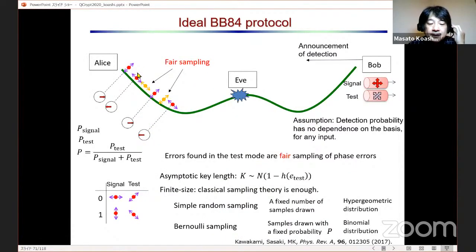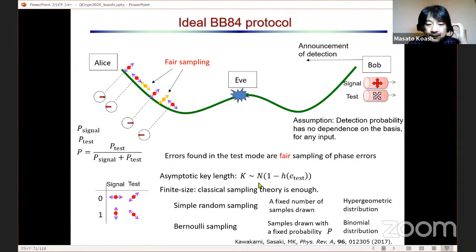the phase error in the signal mode and the test mode is just fair sampling. So if you're concerned with the asymptotic key length, then you can just apply the observed error rate in the test as the phase error rate here. So this is the asymptotic key length. And if you want a finite-size security proof, then because this is just fair sampling, classical sampling theory is enough to bound the number of phase errors in the signal.